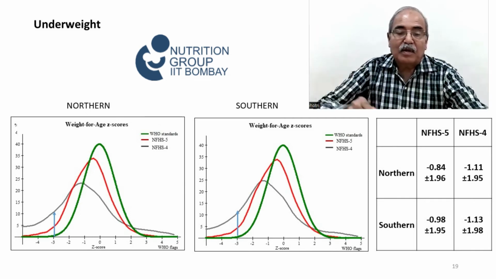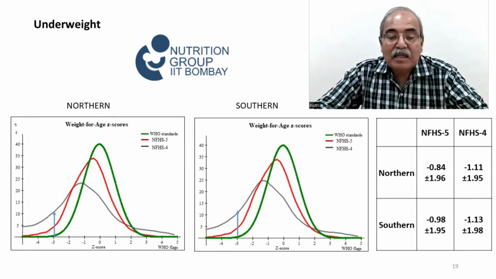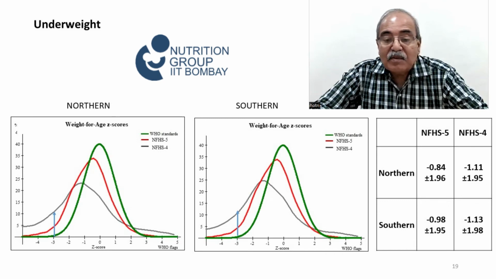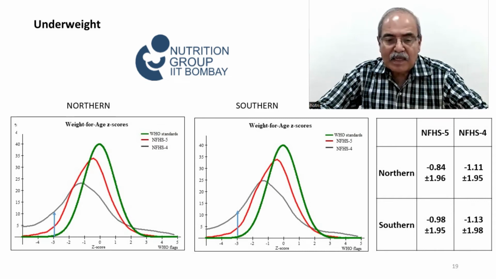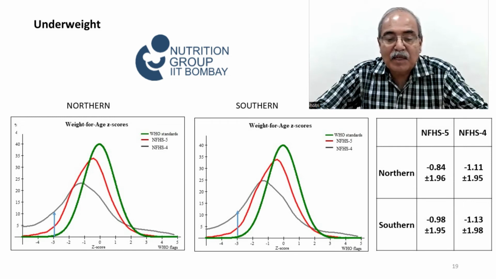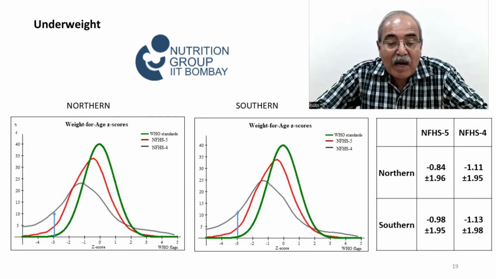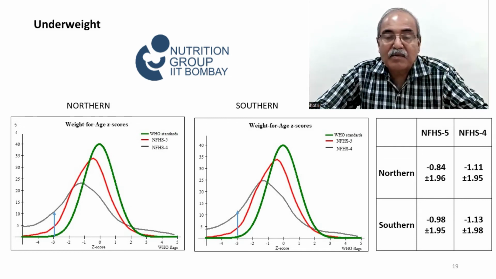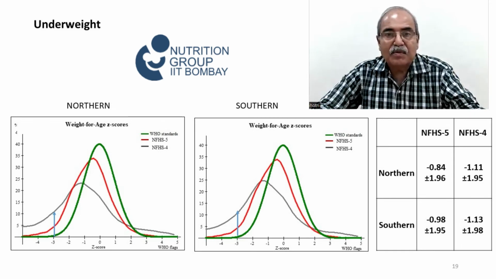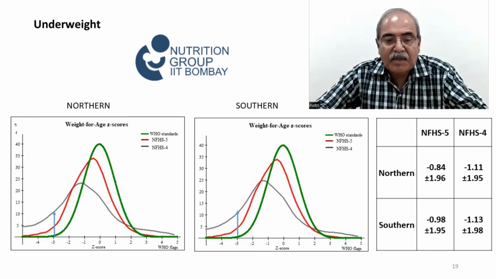Let me remind the viewers that the green bell curve represents the WHO reference curve. The red one is NFHS 5 and the grey one is NFHS 4. Now you see a clear shift towards the green bell curve between NFHS 4 and NFHS 5. And the arrow which we have drawn at -3, this is -3 standard deviation. This is something below which the WHO reference curve shows 0% of children, practically 0.